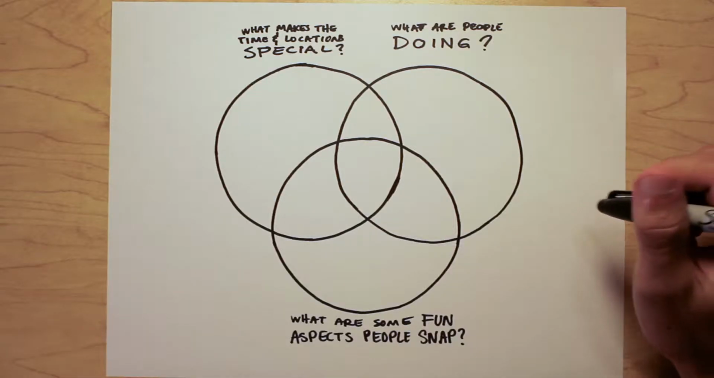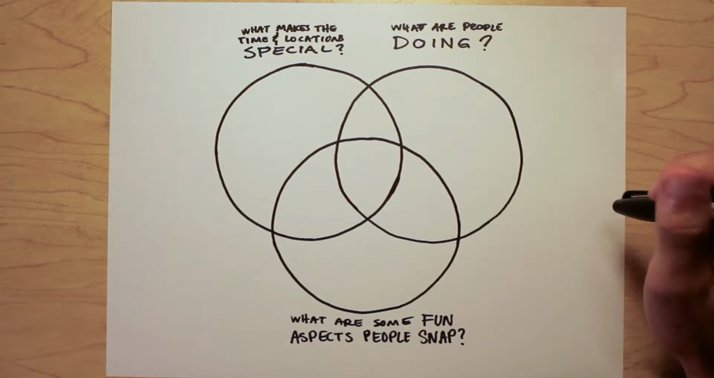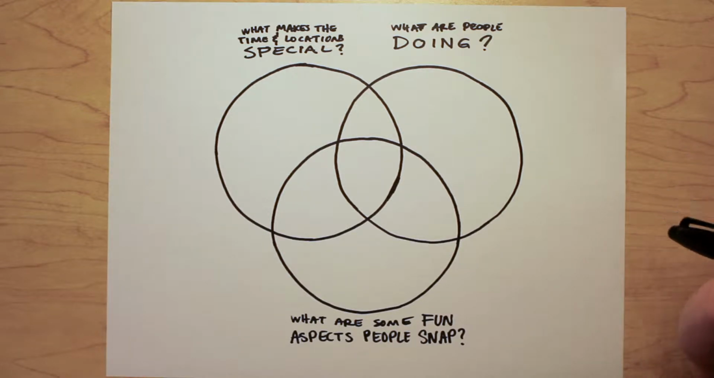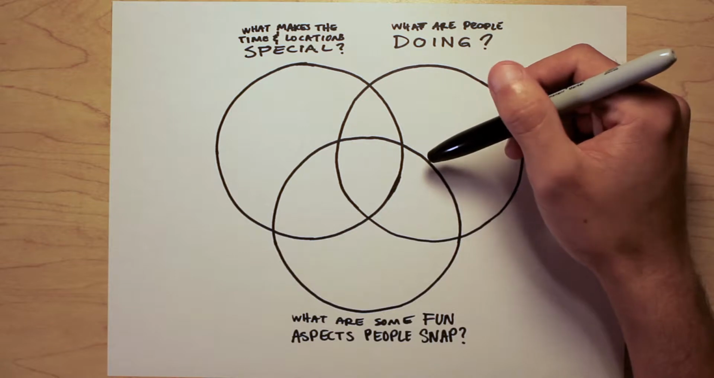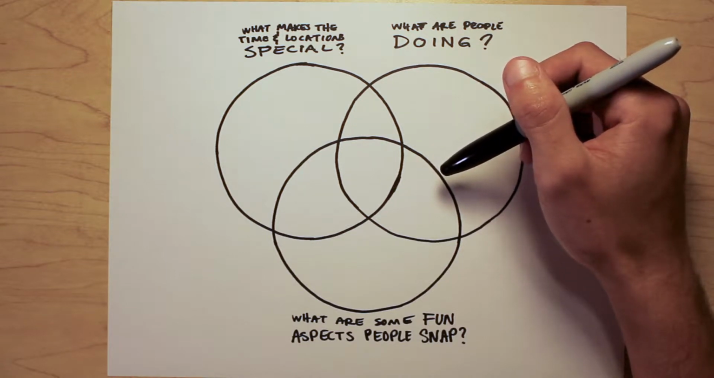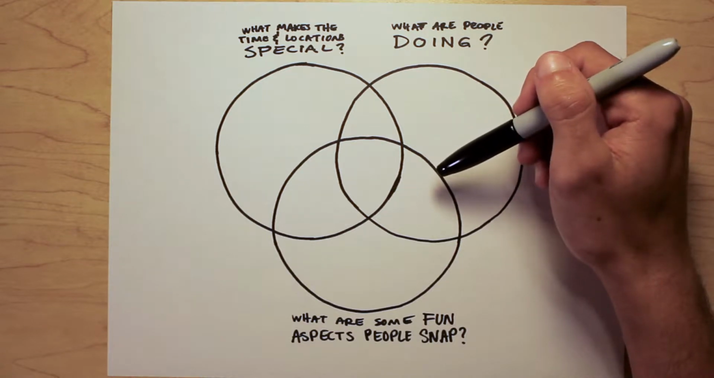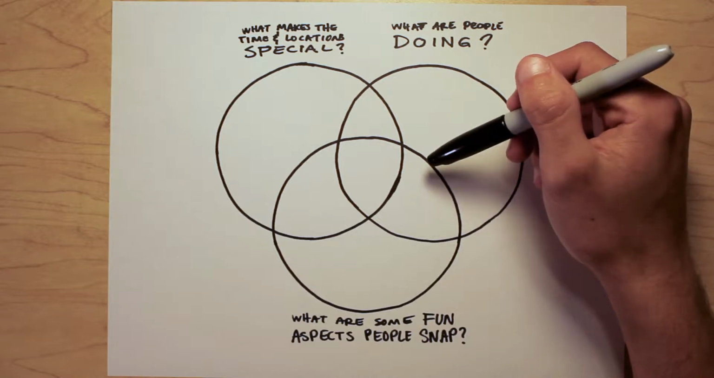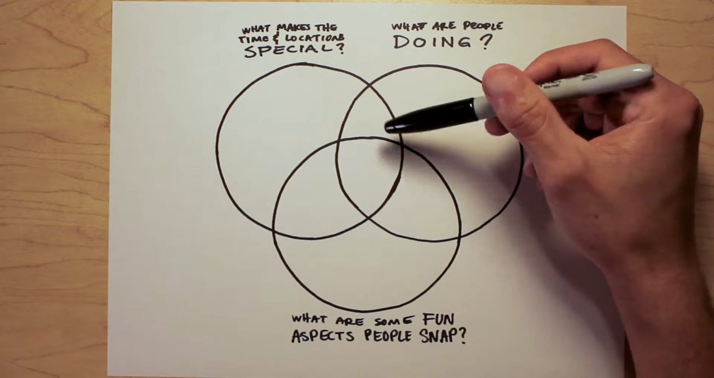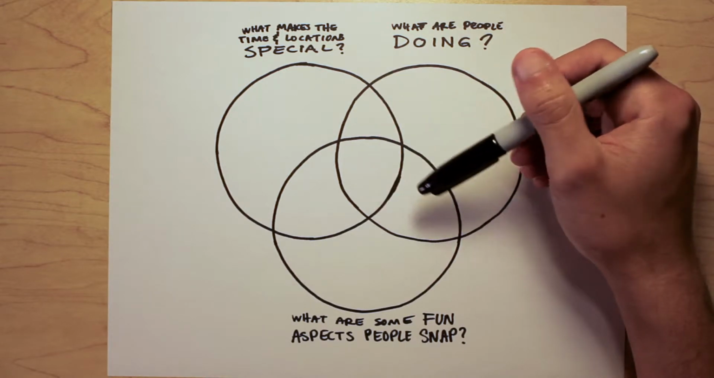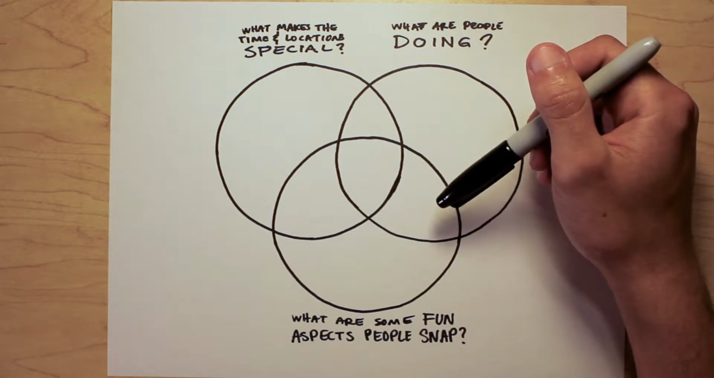When brainstorming ideas for an on-demand geofilter, there are three main aspects that make up a great geofilter. So the first aspect to consider is what makes the time and location special. Is there an event, a party, or some kind of social gathering at that time and location? If so, list off the things that are happening and what makes them special.